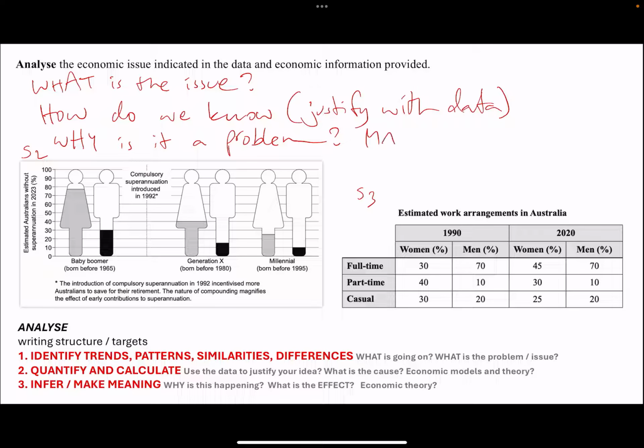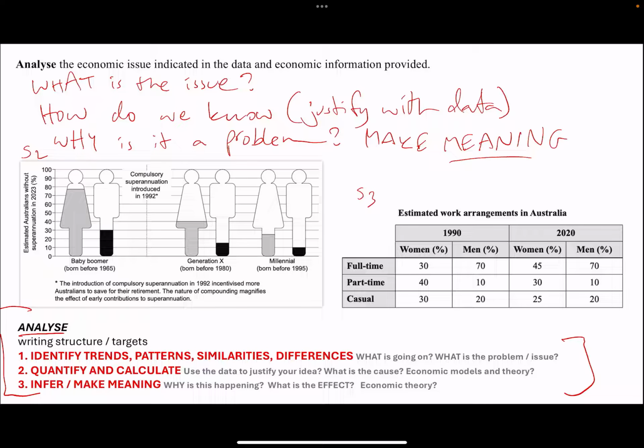Okay, make meaning. So when we analyse, we can actually use this same little what, how, why sort of setup. If you've watched any of my other videos on analyse writing structures and targets, you'll see down the bottom here the setup I've used previously, and it all kind of starts to overlap. Trends, patterns, similarities, differences, what's going on, what's the problem. Step 2, quantify and calculate. Use the data. How do we know? How does the data tell us that? How does it link back to the theory? Why is it a problem? Why is this happening? What's the effect? What's the link back to economic theory?